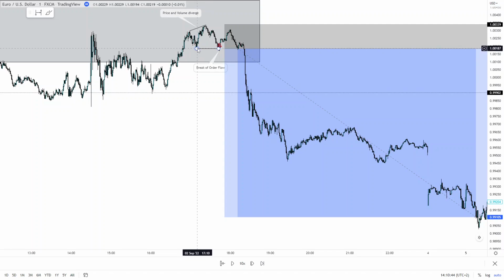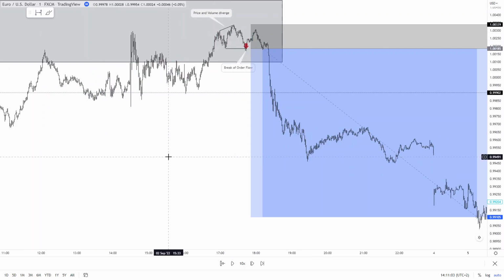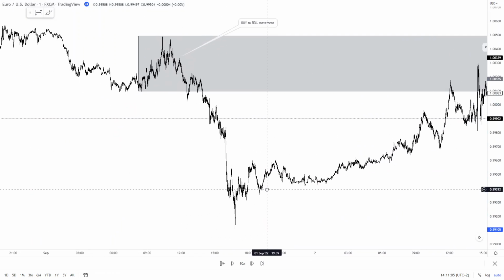Now over here we have a low. This is not structure really, it is order flow. So we have an order flow low, and then we have a break of order flow, and that is where the indicator sent a signal, right? That sell signal. Now that is when you want to enter into your trade with your stop loss above the previous high.